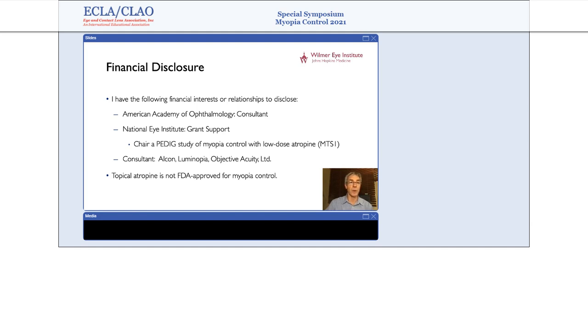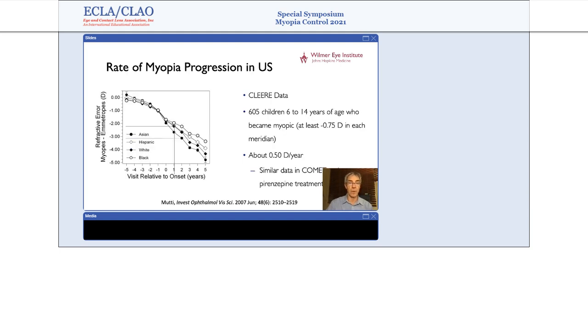It's of course important to remember that topical atropine is not FDA approved for myopia control. We have to remember, and many of the other speakers will hammer this in, that the rate of myopia progression in the United States is not like what is being seen in East Asia. One of the few studies we have on this is the CLEAR study from about 20 years ago, which found that progression was about 0.5 diopters per year. Similar data were reported in the COMET study and in the clinical trial assessing pirenzepine treatment of myopia progression. So our US progression rates are lower than were found elsewhere, and in some ways that makes the clinical trials harder and possibly to have less effect.